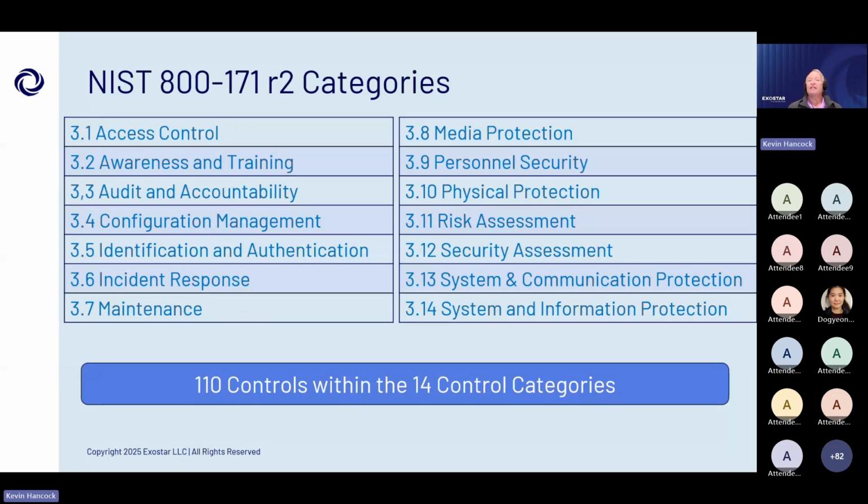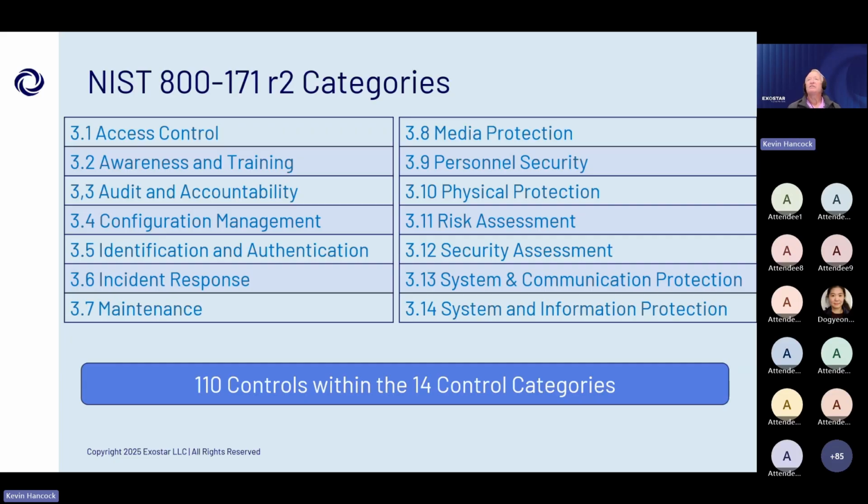Now, when we talk about NIST 800-171, we're talking about 14 control categories or families, whatever you want to call them, with 110 individual controls. Now, it also goes a little deeper than that. Within each of those 110 controls, there are individual what-if statements. You know, if they do this, then they should have these things in place. And that's what the assessor is actually going to look at when they come in and do their assessment.